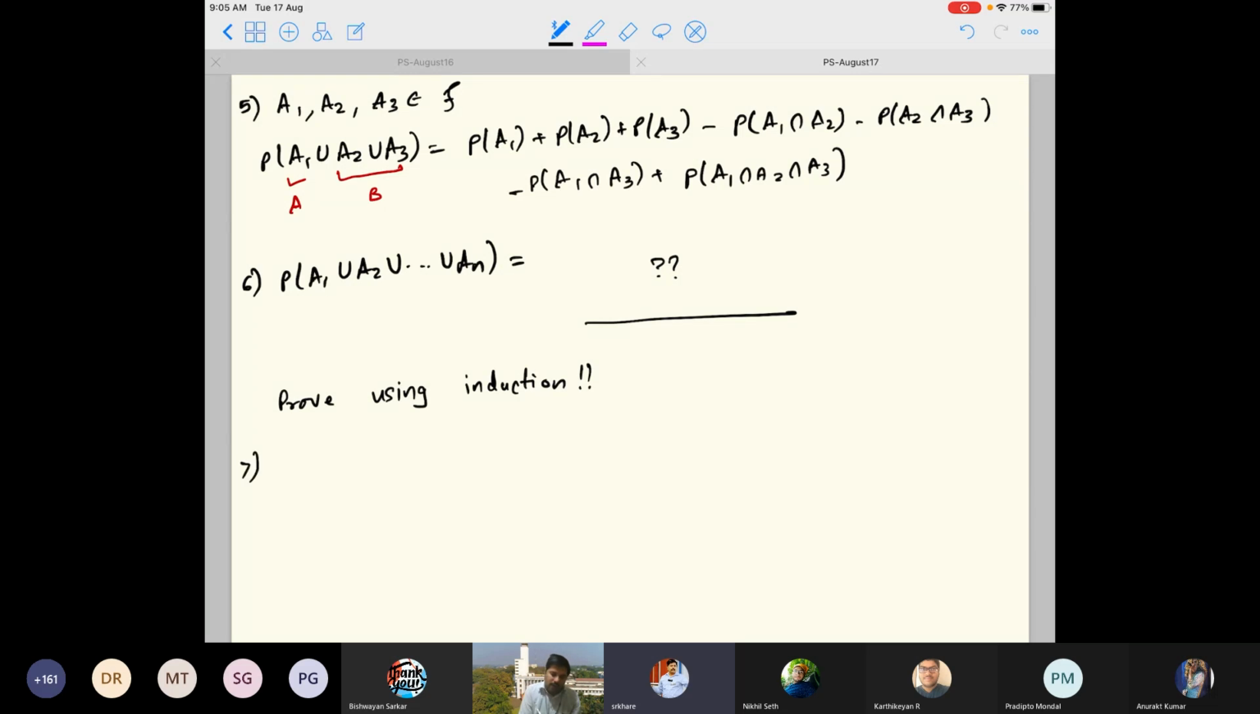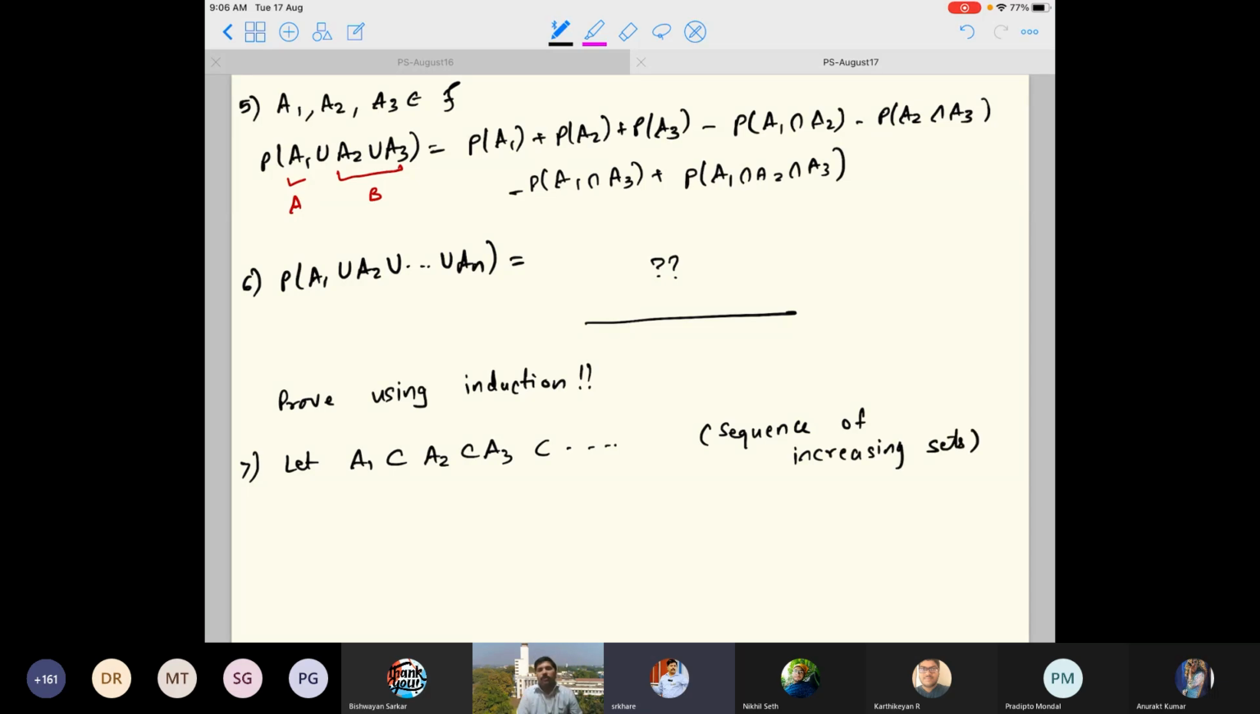So I have A1, A2, AN sequence such that A1 is a subset of A2 is a subset of A3 and so on and so forth. So this is a sequence of increasing sets.